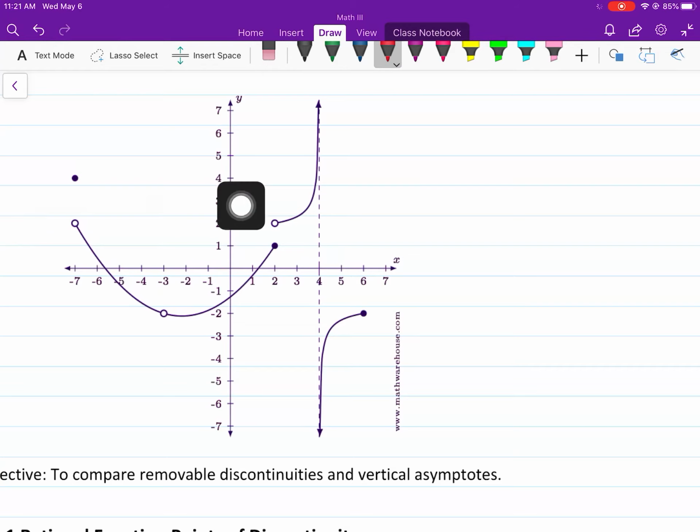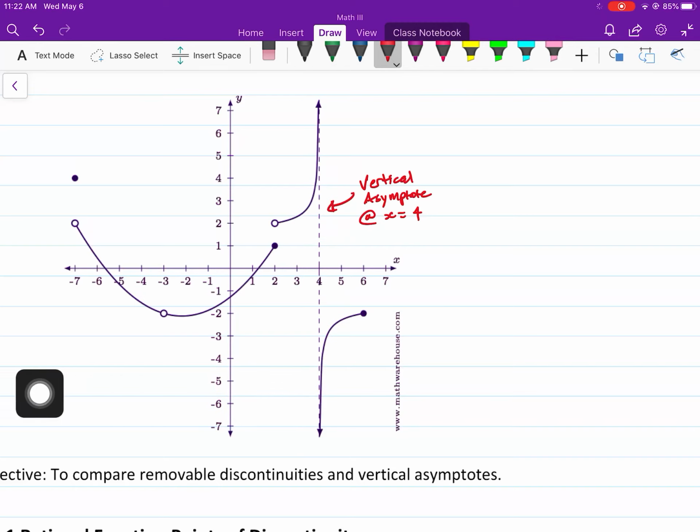So what you could see here, this is called a vertical asymptote right here. This one right here at x equals 4, this is called a vertical asymptote. And what's going on here is this acts like a wall. The function hits this wall and it either blows up to infinity, or from the other side you can see it's going down to negative infinity. And that's what a vertical asymptote does. They could both be approaching the same infinity, but point is, you see the dashed line, that's a vertical asymptote.